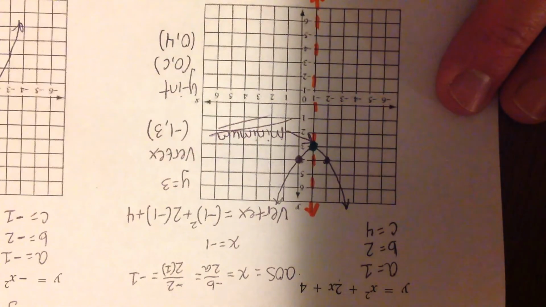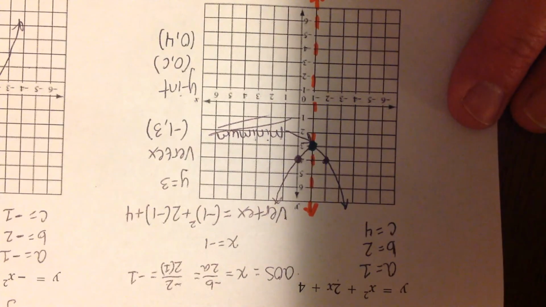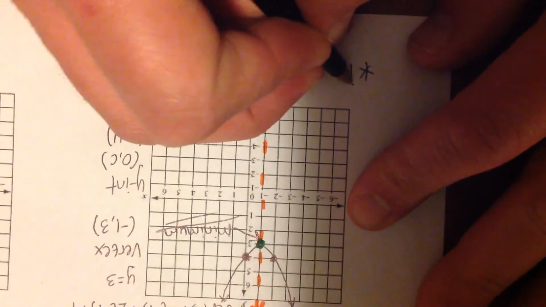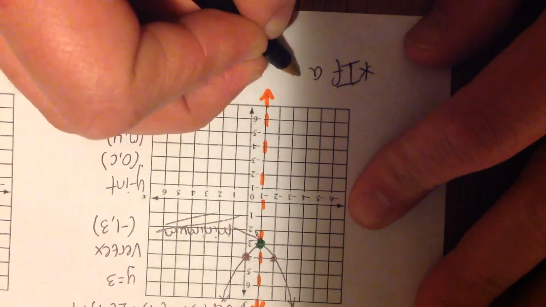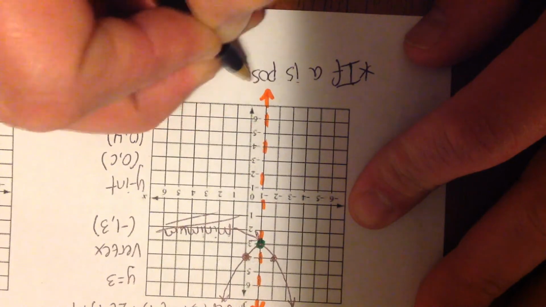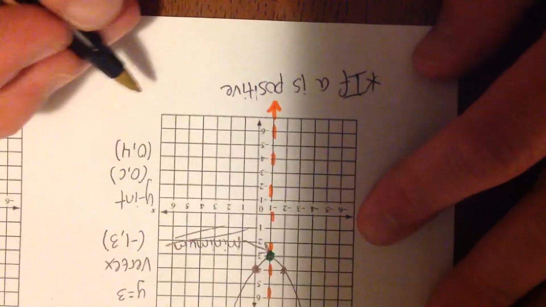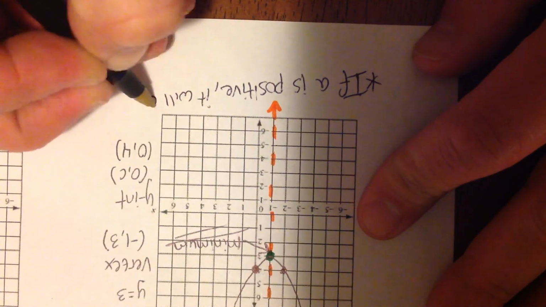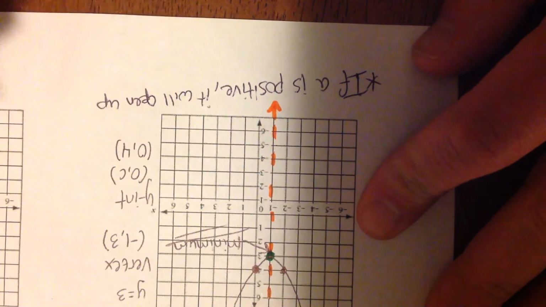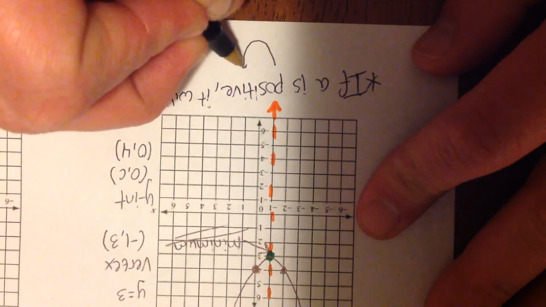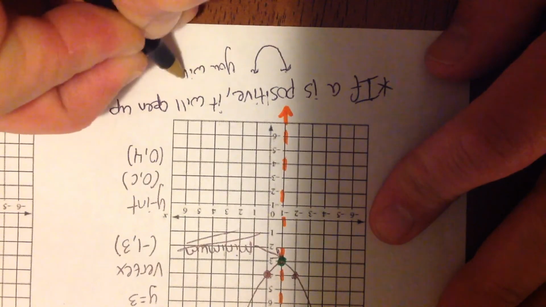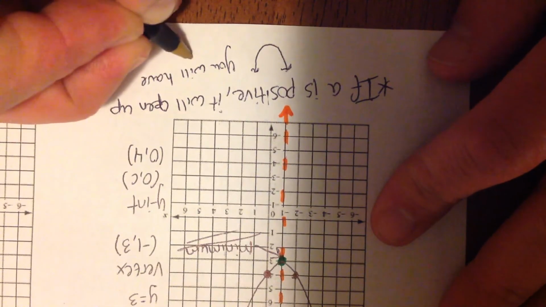And there is actually an easy way to tell if you're going to have a maximum or minimum. So let's add this down here. If your A value is positive, it will open up. So what does that mean? That looks like this. And you will have a minimum.